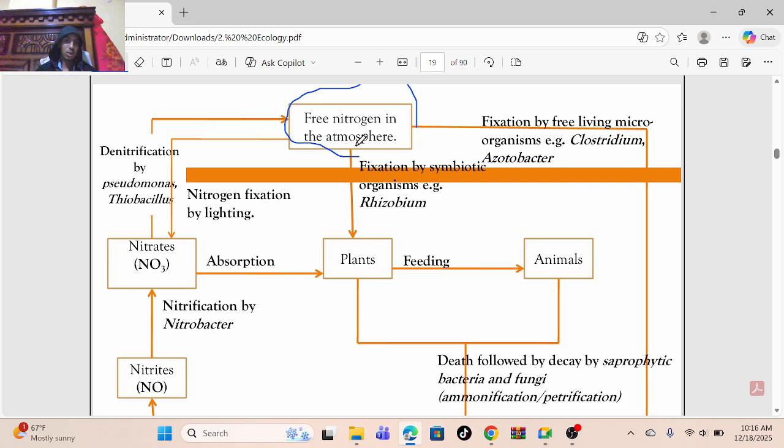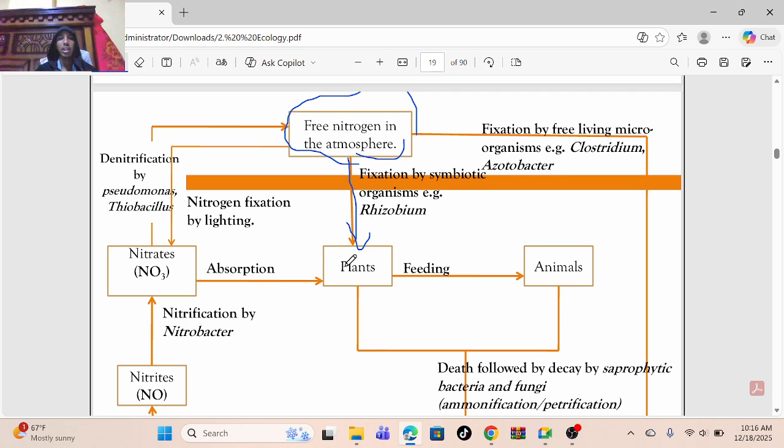Nitrogen in the atmosphere. Tuseme this is the nitrogen ambayo iko kawaida kabisa, iko atmosphere. So this nitrogen inaingia direct to plant, because plant can absorb nitrogen. This nitrogen inaenda mahali tatu. This nitrogen in the air, number one, inaingia plant direct.